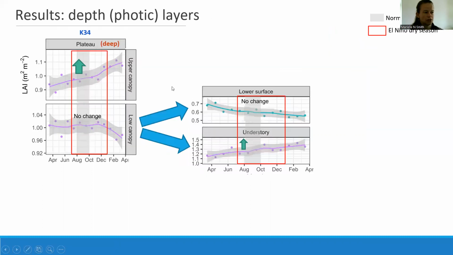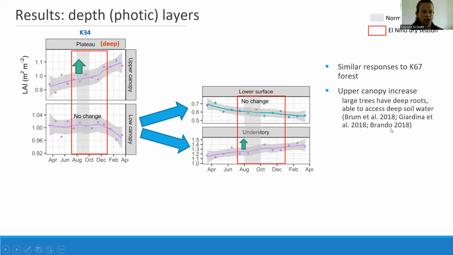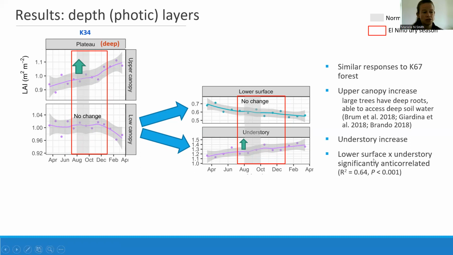So let's look at how this applies to the deep water table depth regions of kilometer 34. At the lower surface, there's no change, but just like at kilometer 67, there's an increase in the understory. So similar responses to 67, in addition to seeing an increase in the upper canopy. With the upper canopy increase, we conclude in our paper that this is perhaps because large trees have deep roots, and they've been shown to be able to access deep soil water even during periods of water stress.